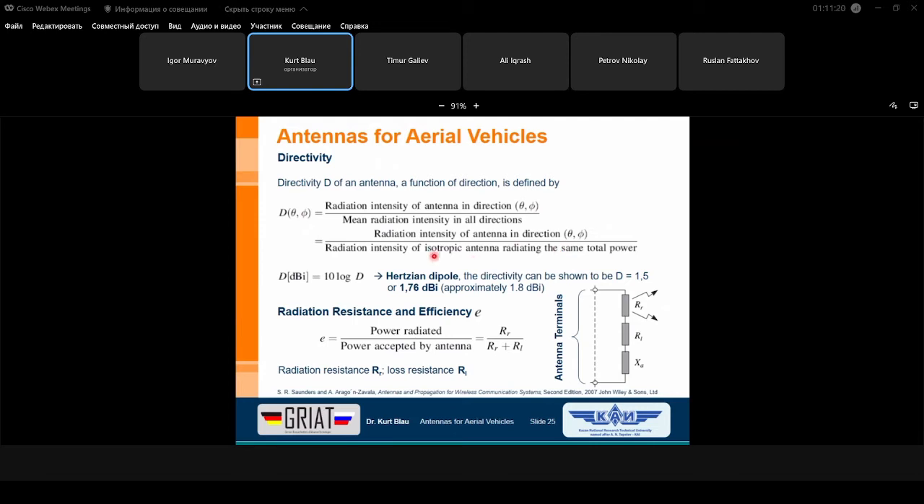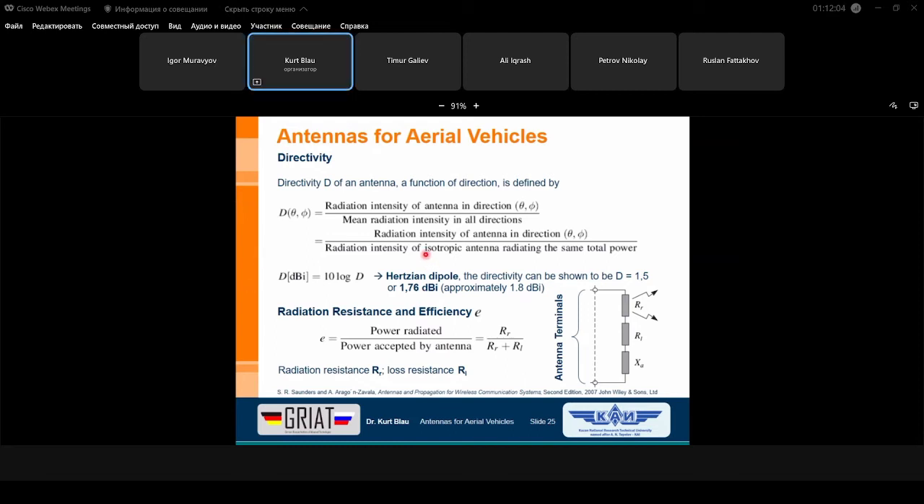An isotropic radiator is one consuming the same power as the antenna we have to determine the directivity for. You can also, as a general explanation, use the mean radiation intensity in all directions, or you can relate your directivity to the maximum of radiated power. It has the same function, and you will get the same results.